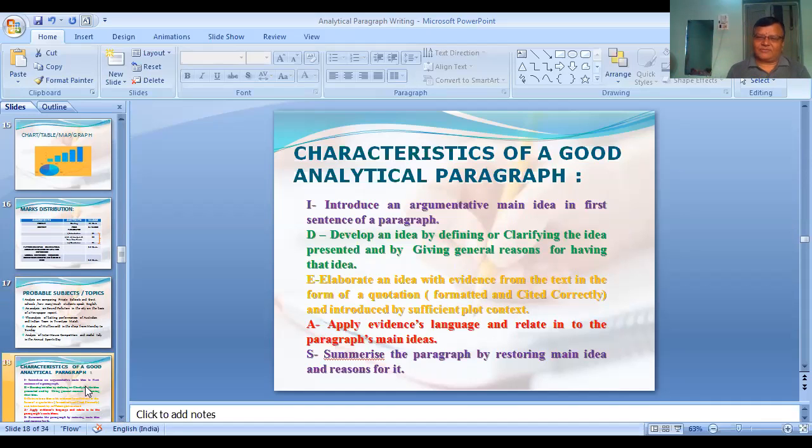So, the characteristics of a good analytical paragraph. I wish to share so many things, and this paragraph is not so easy. So let me conclude. I'll take it up in a second paragraph also.